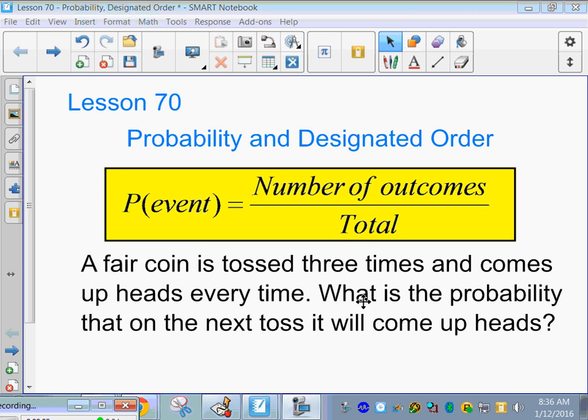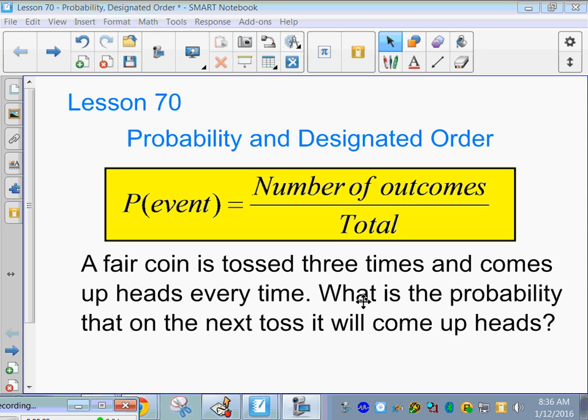Okay, so probability of whatever it is that's happening is always equal to the number of outcomes over the total. So a fair coin is tossed 3 times and comes up heads every time. What is the probability that on the next toss it will come up heads? What do you guys think? Isaac?